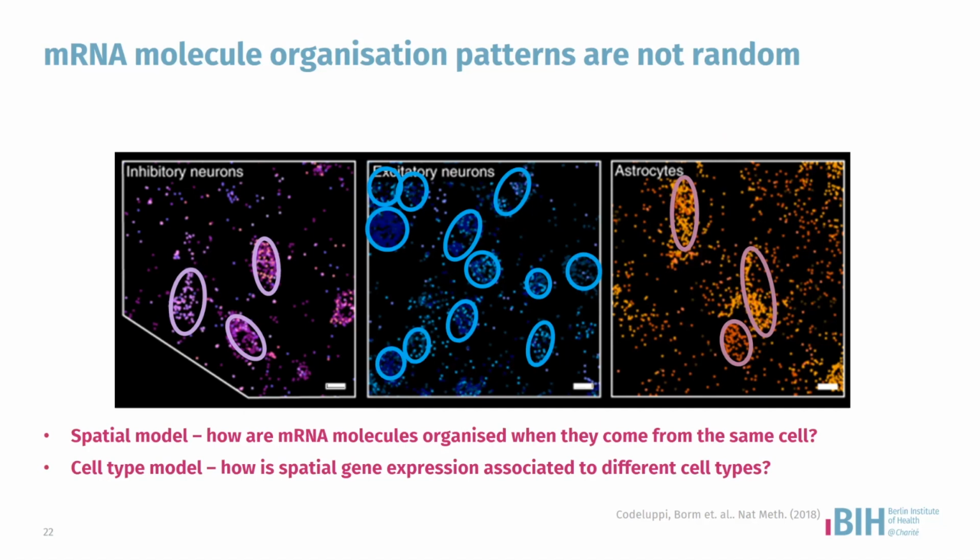So when moving forward with this, there are some basic principles that would need to be considered. We would need to have some sort of spatial model of how these mRNA are organized when they come from the same cell, and then some sort of cell type model of how spatial gene expression is associated with different cell types.